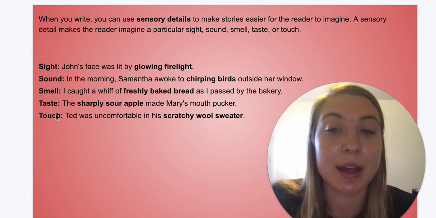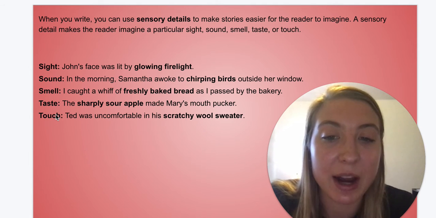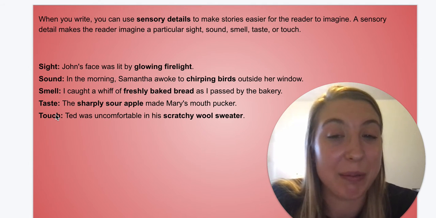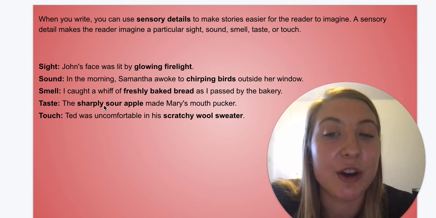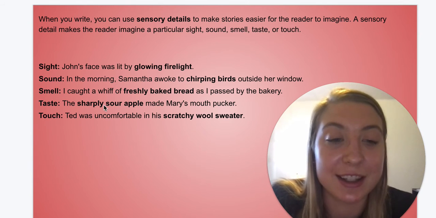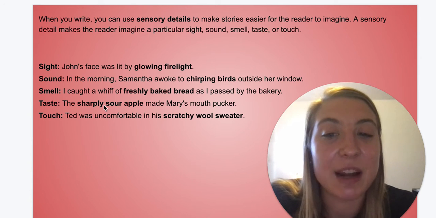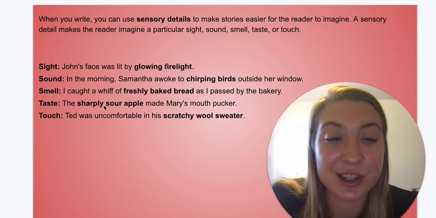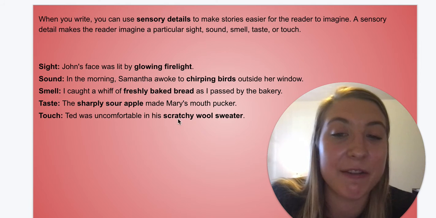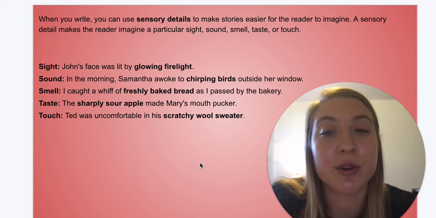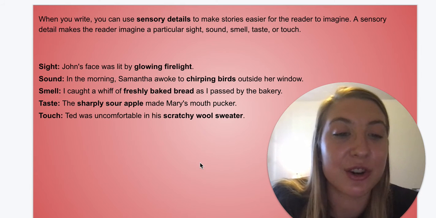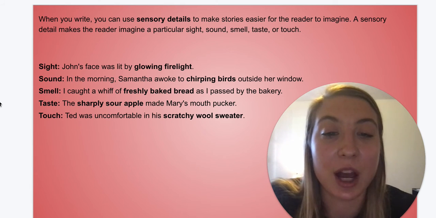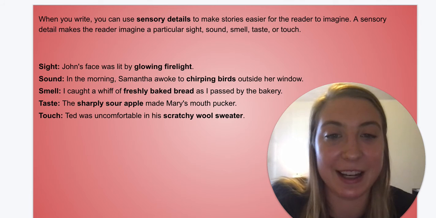And then taste, we have, the sharply sour apple made Mary's mouth pucker. So they're helping give adjectives to help describe what's going on in the sentences. Ted was uncomfortable in his scratchy wool sweater. So that's how it felt. That's how the touch was. So again, this is just giving adjectives and helping you paint a picture in your head of what's going on in the story.